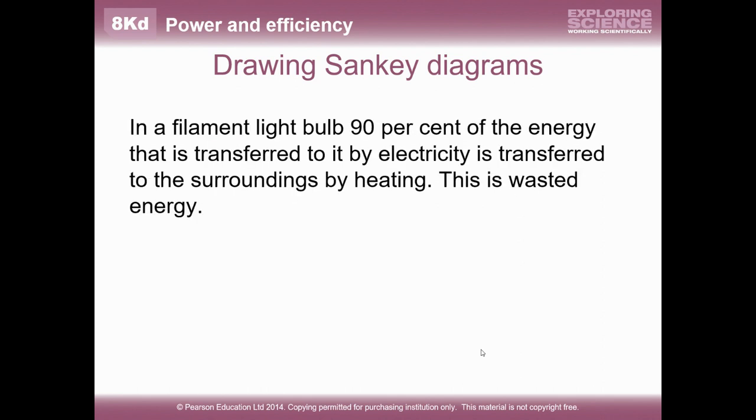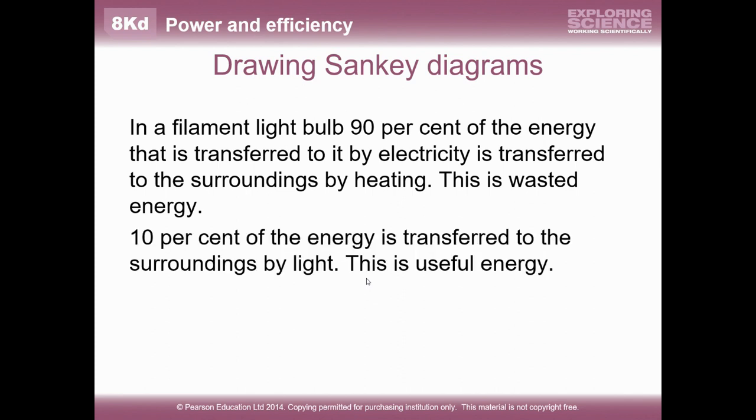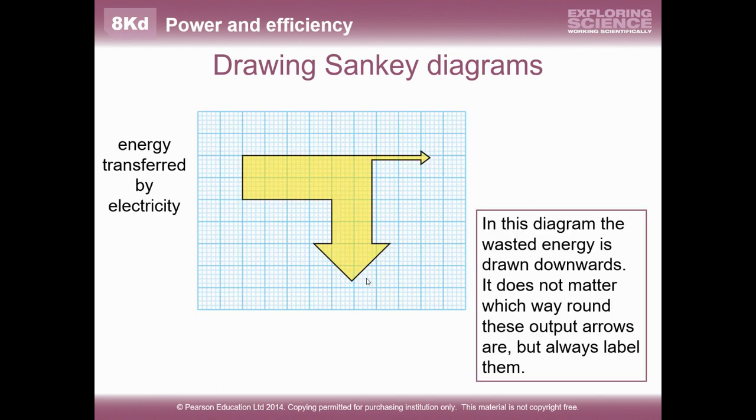Let's look at another example. In a filament light bulb, 90% of the energy that is transferred to it by electricity is transferred to the surroundings by heating. This is wasted energy. So this is a very inefficient light bulb. 90% of the energy is actually wasted as heat, and only 10% is transferred to useful light energy. This is what the Sankey diagram would look like.